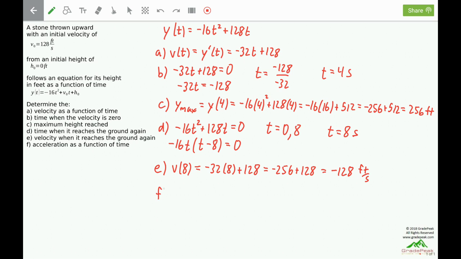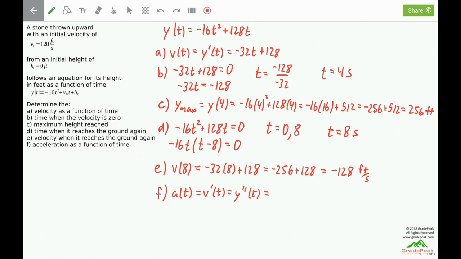Part F is to find the acceleration as a function of time. The acceleration as a function of time is the derivative of the velocity as a function of time, and therefore the second derivative of the position as a function of time. We have the velocity as a function of time in part A. If we take the derivative of that, that will give us the acceleration as a function of time.